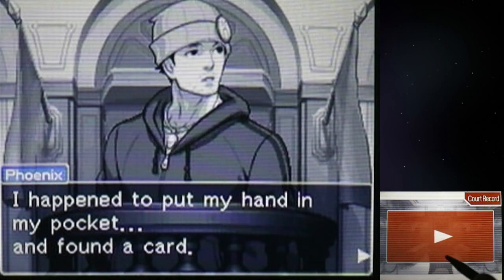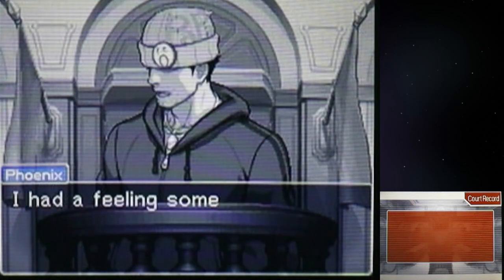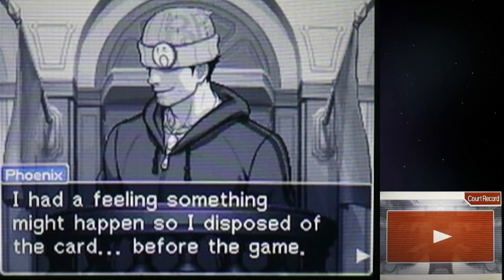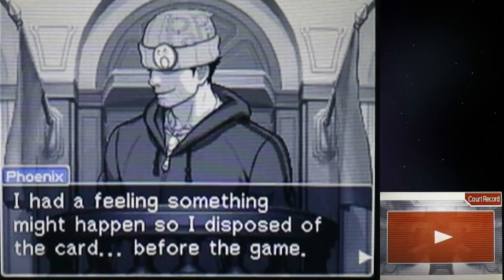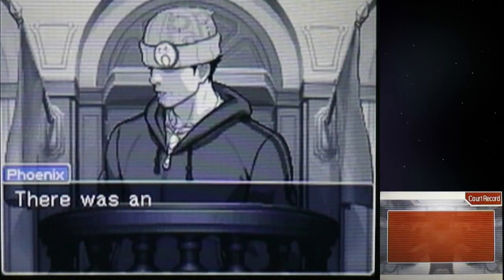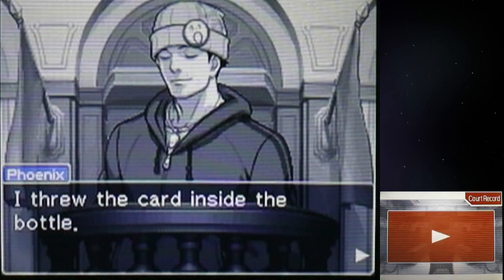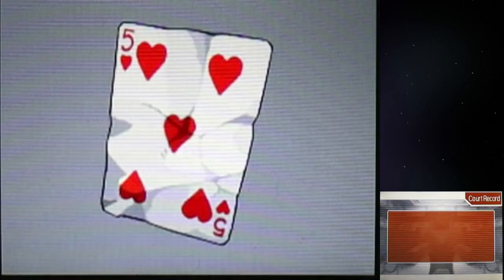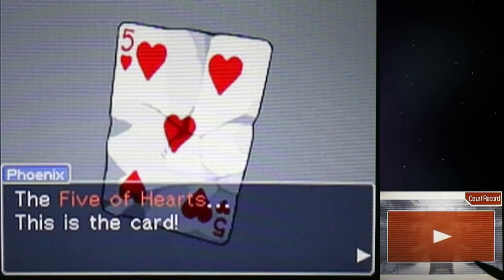I happened to put my hand in my pocket and found a card. Yes, I snuck a peek at it and found it was the 5 of hearts. I had a feeling something might happen, so I disposed of the card before the game. And before you ask, yes, it was the 5 of hearts that I just pulled out of the bottle. Disposed? Where? There was an empty bottle of grape juice I had been drinking right beside me. I threw the card inside that bottle. And there it is. The 5 of hearts. This is the card.